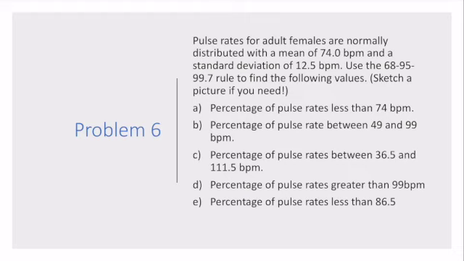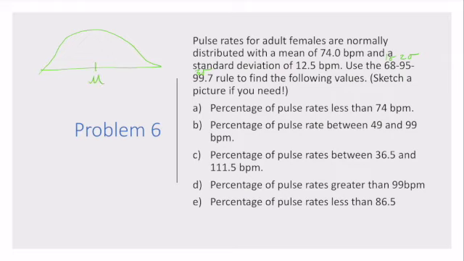Next, pulse rates for adult females are normally distributed with a mean of 74 beats per minute and a standard deviation of 12.5 beats per minute. This data set sounds familiar. What I want us to do is use the 68, 95, 99.7 rule to find the following values. Now remember, the 68, 95, 99.7 rule tells us what percent of data is within either 1 standard deviation, 2 standard deviations, or 3 standard deviations on a normal curve, right?